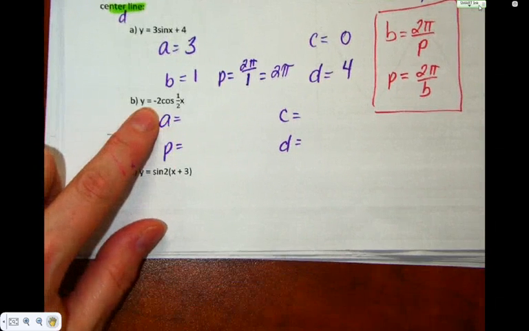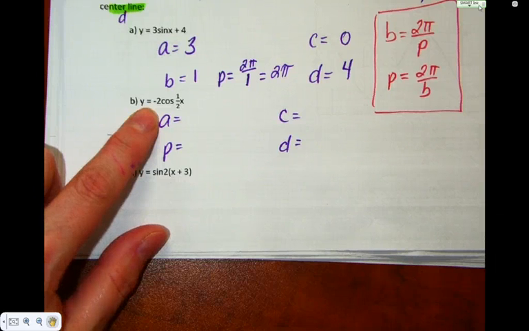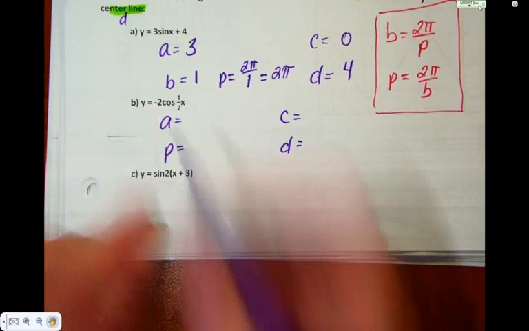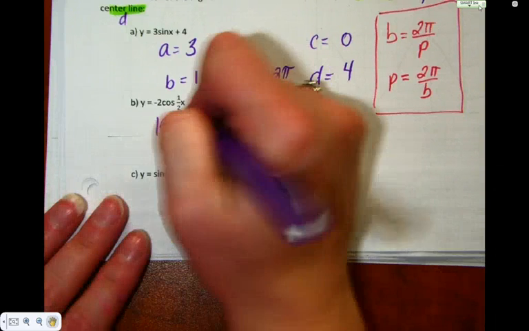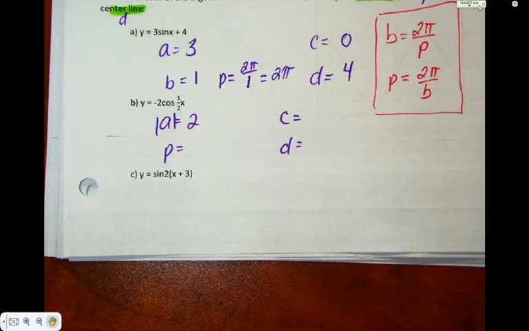Amplitude is the number in front, and amplitude is a distance, so we never count the negative. So you'll often see an absolute value around the amplitude. That just means whatever the value is in front, change it positive, because it's a distance. So although the value is -2, we say that the amplitude is +2, because it's a distance.